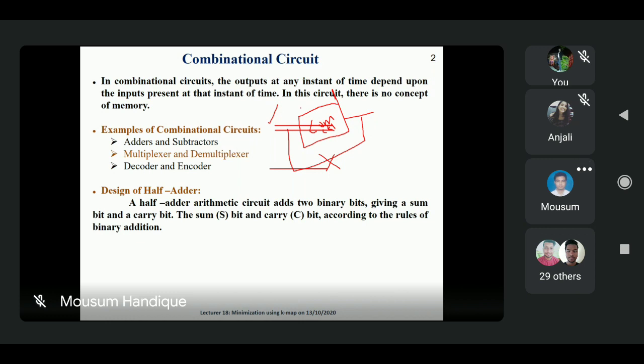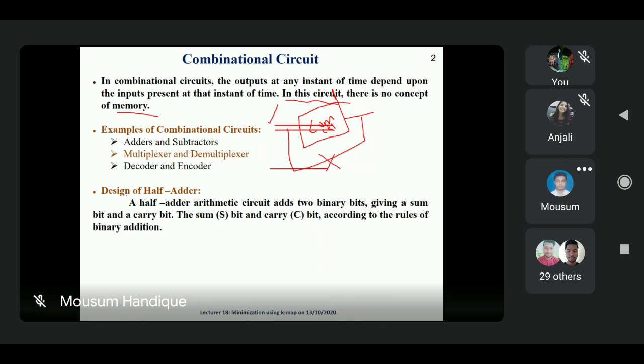So, the last sentence I am writing: in this circuit, there is no concept of memory. After a few classes, we will discuss sequential circuits. That is something different. At that time the memory concept comes. But when we are talking about combinational circuits, always remember there is no memory concept.